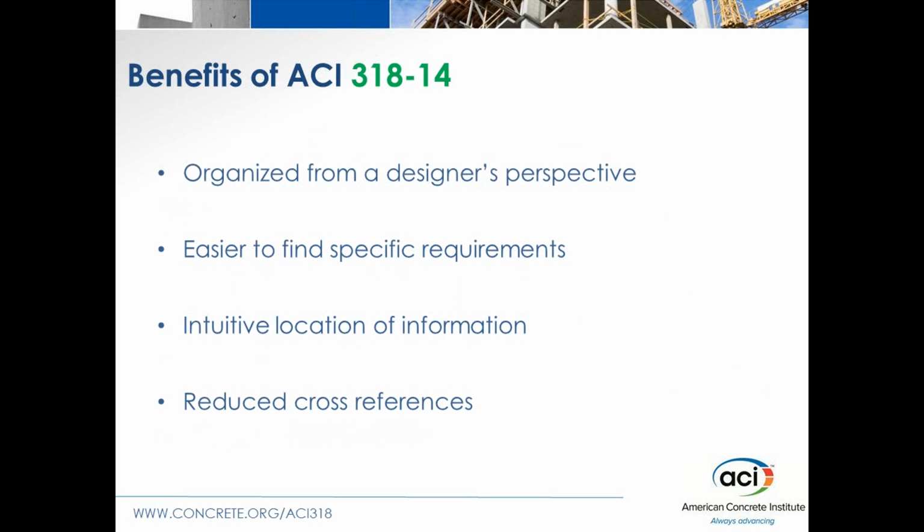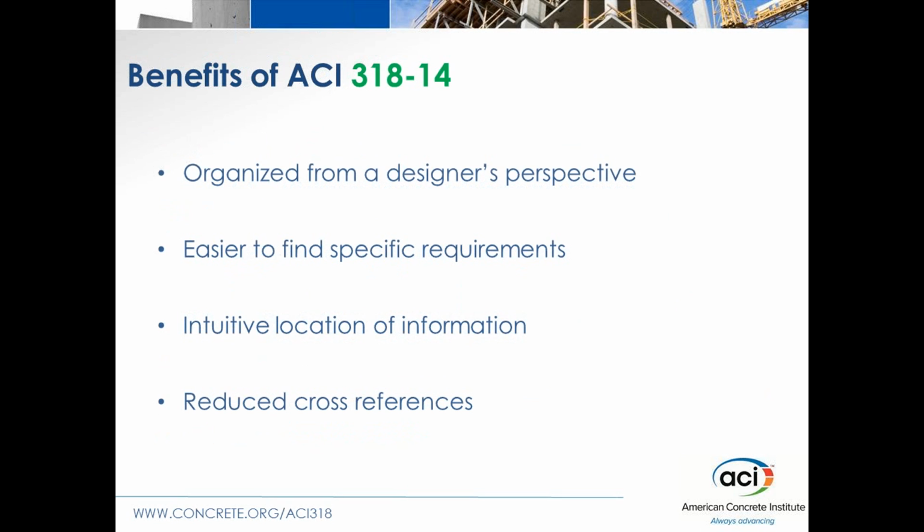We believe another benefit is knowing where to find specific requirements. Think of the example of where that beam or column detail was from the 2011 to the 2014 code, having all of the requirements in one chapter versus scattered throughout various provisions of the code. Intuitive location of the information: you saw the structure that we had for members. That structure and organization for each member type is exactly the same, with the same section numbers. So we feel it's much more intuitive for the user to know where to go find that information.